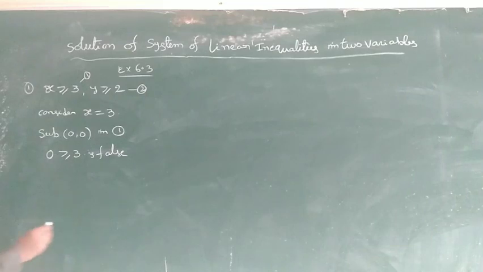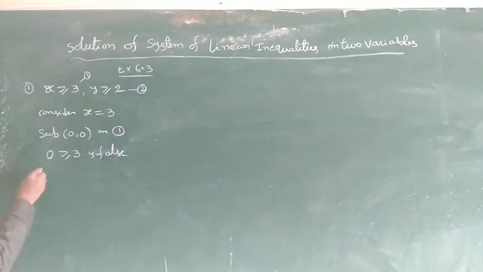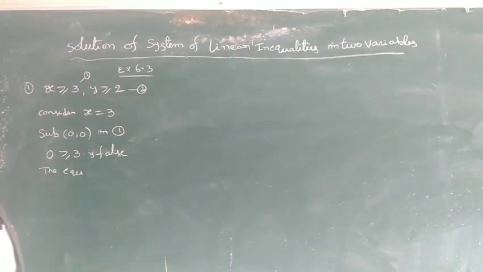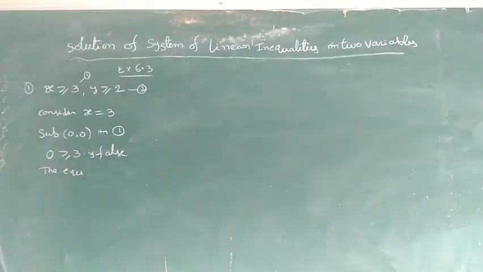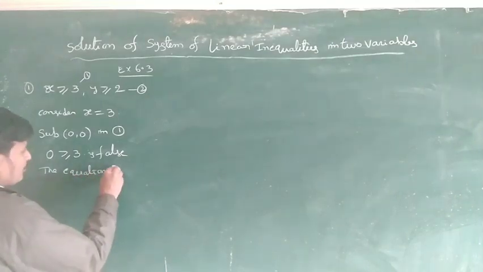So, false means what? In equation 1, is it the origin side or the opposite side of the origin? True means origin side, whether it is left, right, up or down. False means opposite the origin side. That's simple.